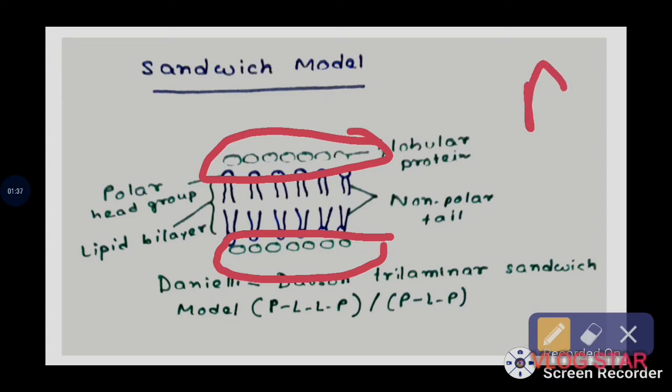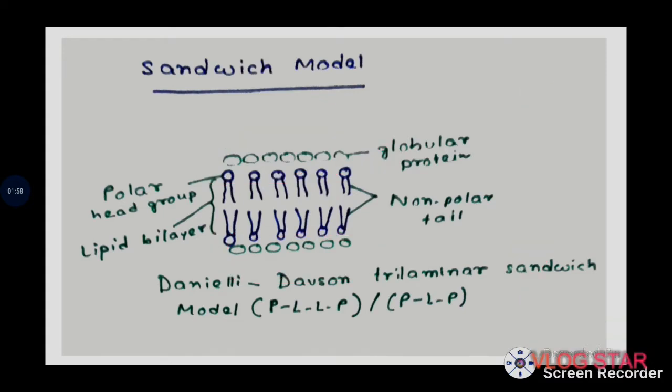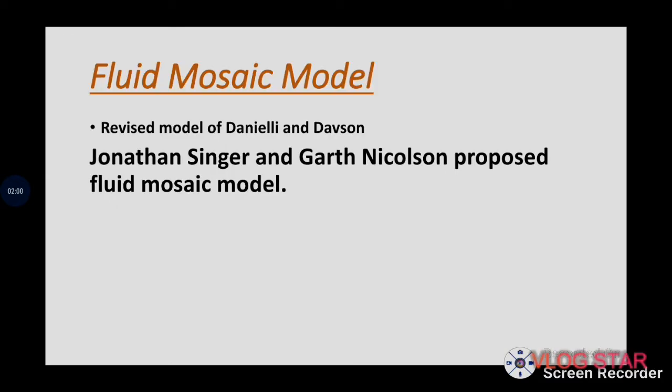This is also called a PLP model, or the Danielli-Davson trilaminar sandwich model, and it was proposed in 1935. Later it was revised in the 1950s due to some problems regarding the passage of solids through the plasma membrane. Okay, so after that comes the fluid mosaic model.